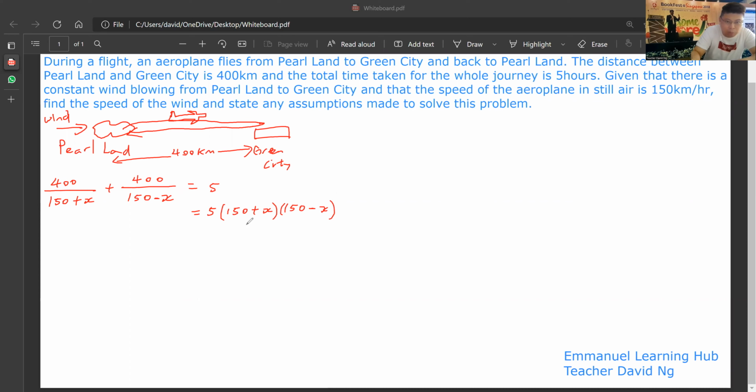Okay, then this multiplied by this expression, right? It's actually 400 multiplied by this expression plus 400 multiplied by this expression. Okay, because I'll cancel one of this when I multiply by this.